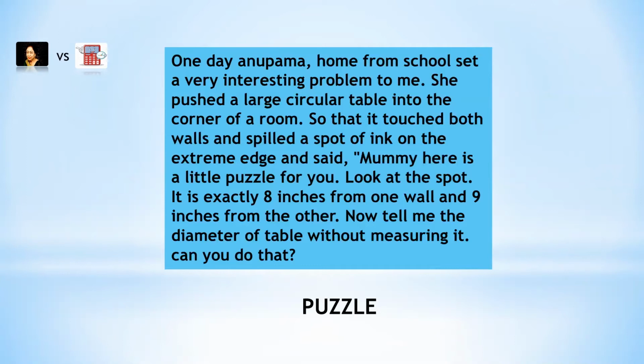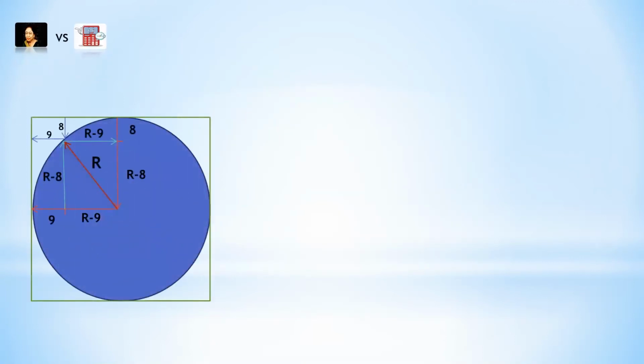If you can, please pause the video, make an answer and then follow our video. So let's see our answer. Here's our figure for the answer. In violet you can see the table, which is round in shape, and in the green rectangular shape you can see the walls. We did it from the fourth side, in the left hand corner, so you can see 8 and 9 inches on the upper left side, which is the spot her daughter indicated.